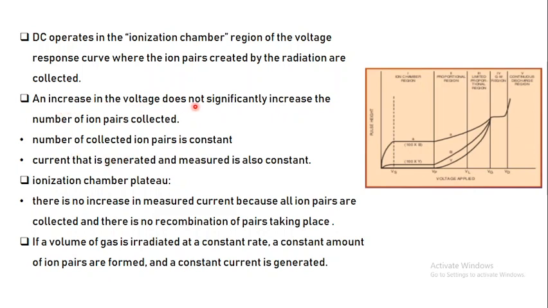An increase in the voltage does not significantly increase the number of ion pairs collected. The number of collected ion pairs is constant, so the current is constant. The current that is generated and measured is also constant. This defines the ionization chamber plateau. There is no increase in measured current because all ion pairs are collected and there is no recombination of pairs taking place. If a volume of gas is irradiated at a constant rate, a constant amount of ion pairs are formed and a constant current is generated. Definitely in this region a constant number of ion pairs are generated and a constant current is produced.